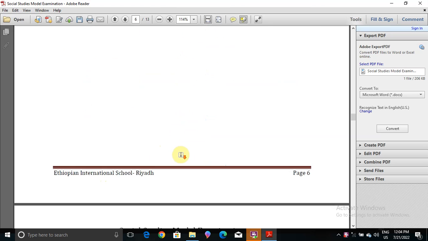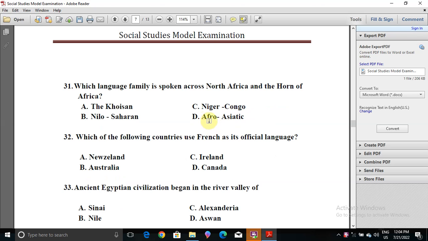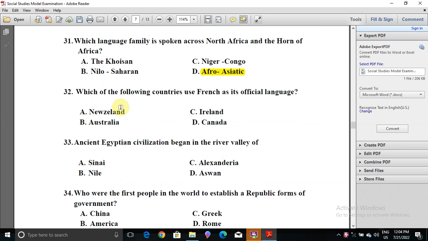Now question number 31. Which language family is spoken across North Africa and the Horn of Africa? It will be the Afro-Asiatic language. Okay, now question number 32. Which of the following countries use French as its official language? It will be New Zealand, Australia, Ireland, or Canada. The correct country that uses French as its official language is Canada.